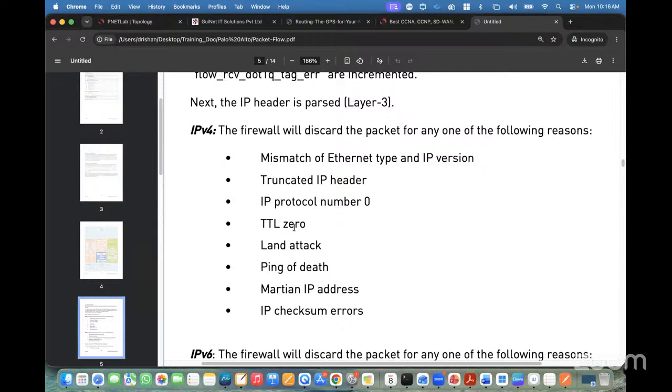Now we have the land attack and we have the ping of death. This is a DOS attack. This is also a kind of DOS attack, but this is an ICMP DOS attack. This is a different kind of DOS attack. Any kind of attack, DOS or DDoS attack, that happens, in that situation also you're going to get the packet dropped by the Palo Alto firewall.